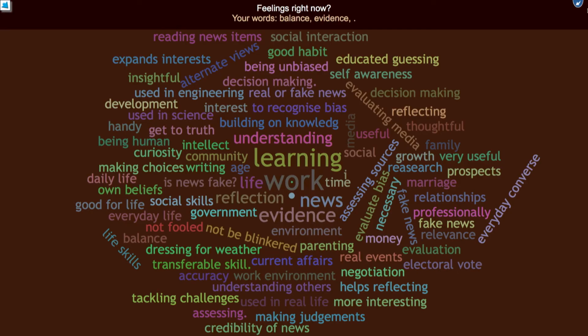Let's take a look, though, at our word cloud. What use is critical thinking outside the university? Okay, so lots of really good things here. Credibility of news, tackling challenges, get to the truth, curiosity, intellect, understanding, building on knowledge, reflecting, thoughtful. So there's lots and lots of excellent words here. As well. Yeah, absolutely. Good habit.